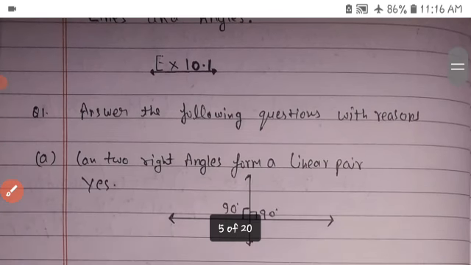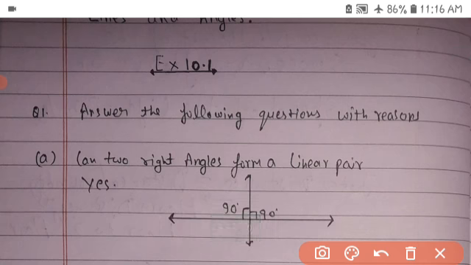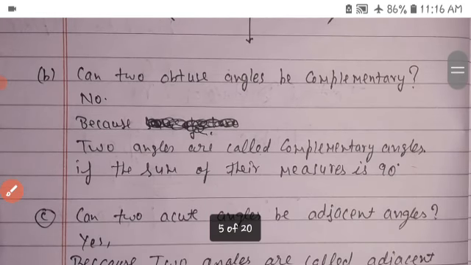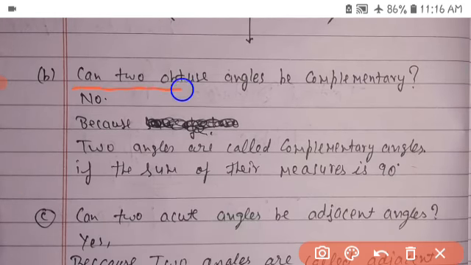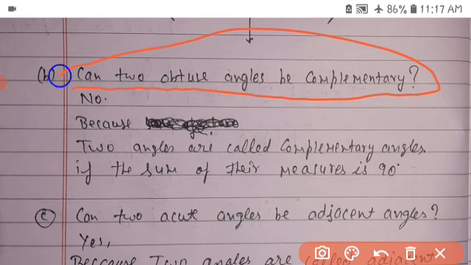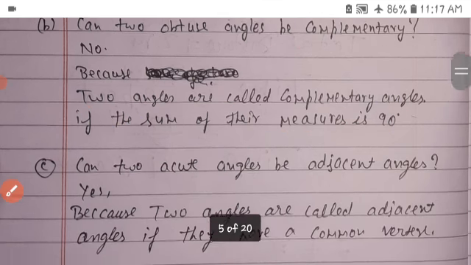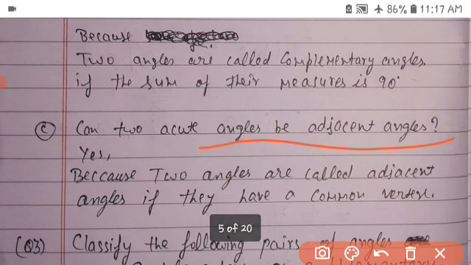Now start Exercise 10.1. Can two right angles form a linear pair? Yes, two right angles form a linear pair. Can two obtuse angles be complementary? No, because two angles are called complementary if the sum of their measures is 90 degrees. Can two acute angles be adjacent angles? Yes, because they are called adjacent angles if they have a common vertex and a common arm.